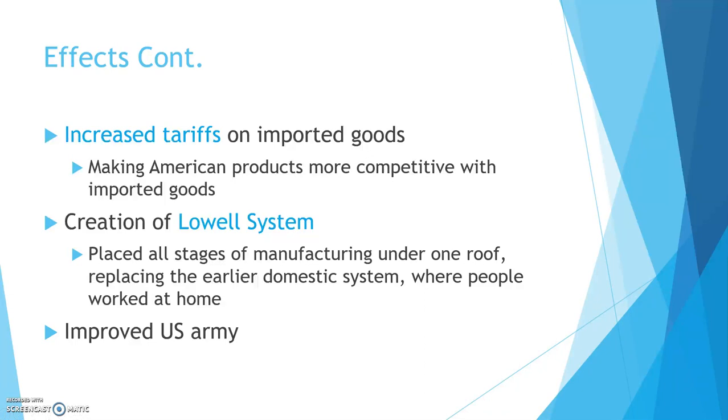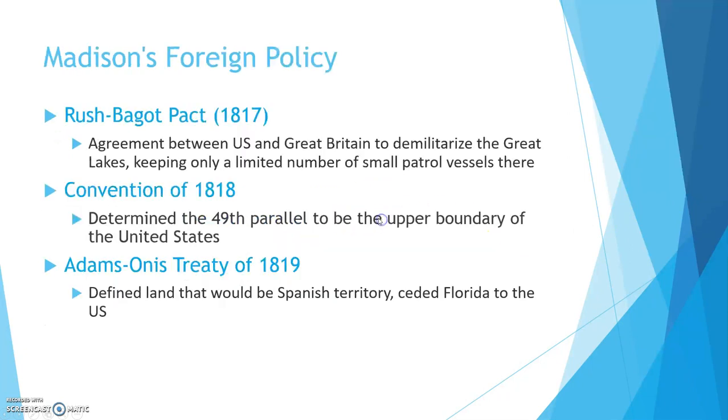So that doesn't sound super important, but it is, because at this point in time they were making every different product, and each person would just make their little piece at home, and then they would all come together. But the efficiency is going to go up after they start manufacturing everything under one roof. And also we have an improved U.S. Army. Now, for foreign policy, these are a couple other things that happened with Madison.